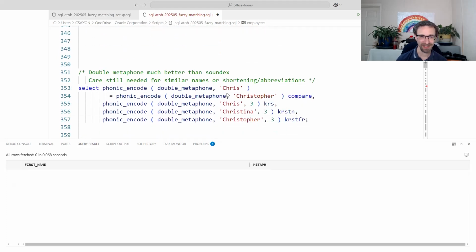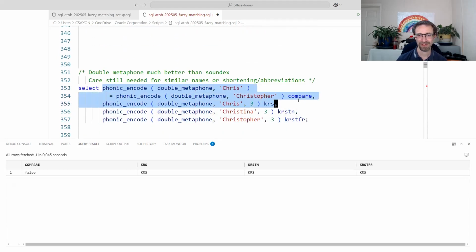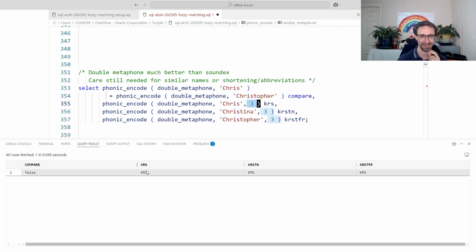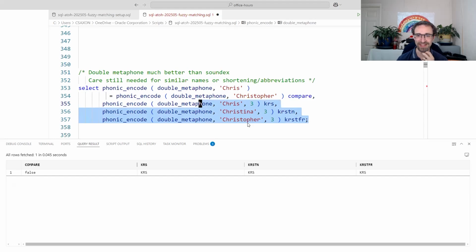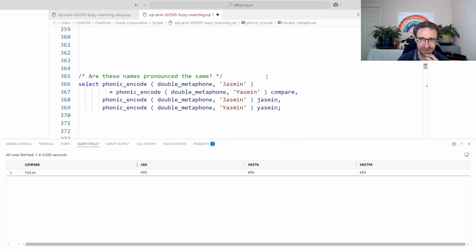If we look at that, we can see, we look at phonic encode for Kris and Christopher. By default, they're false because by default it's 4 characters, and there's only 4 significant characters according to Metaphone. That's why by default they are different. And if we shorten to 3 characters, then we can find Christina and Christopher could be a potential match for Kris, because Kris is a common shortening of both of those names. So we can tweak whatever length of encoding we want to match here. So that's Christina and Christopher, and we looked at the Ks.